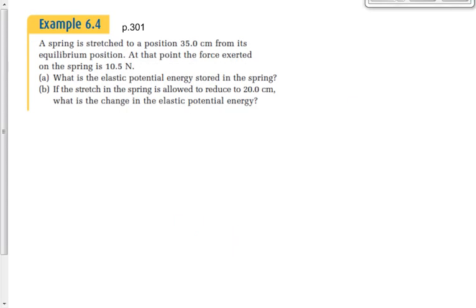Okay, let's take a look at an example. 6.4 on 301. It says a string is stretched to a position 35 centimeters from its equilibrium position. Equilibrium position is its normal position, its unstretched position. So right away, we know its displacement is going to be what? We're not talking about how far it's moved across the room, but rather how much it's stretched. What's it stretched? 35 centimeters, right? 0.35 meters.